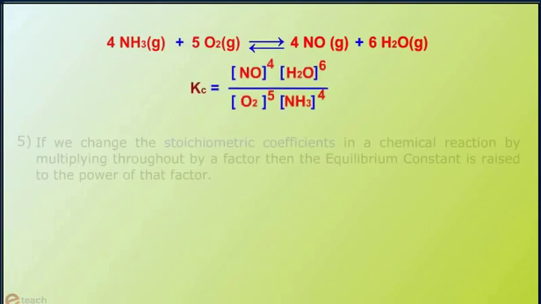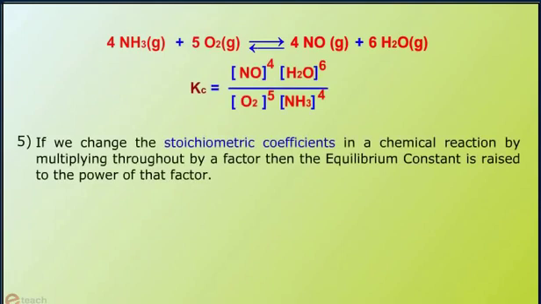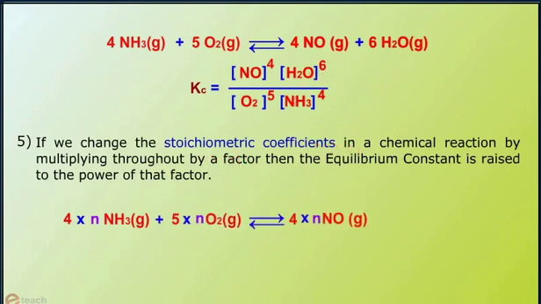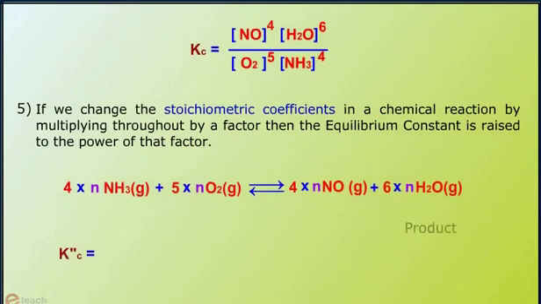The fifth one is, if we change the stoichiometric coefficients in a chemical reaction by multiplying throughout by a factor, then the equilibrium constant is raised to the power of that factor. For the equilibrium reaction 4nNH3 plus 5nO2 reversible 4nNO plus 6nH2O.